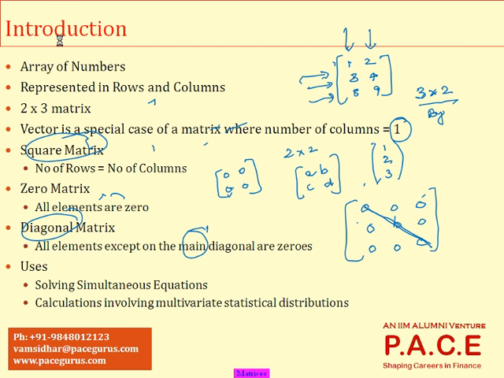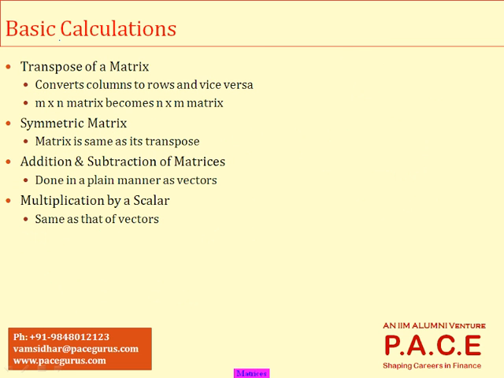So with that, let's move further to look at some of the basic calculations. The first thing that comes about when we talk about a matrix is the transpose of the matrix. What is meant by transpose? It's nothing but interchanging the rows and the columns of the matrix. Now let's say you have a matrix like this: 1, 2, 3, 4, 5, 6. What is the size of this matrix? First of all, 2 rows and 3 columns. So the size of the matrix is a 2 by 3 matrix.